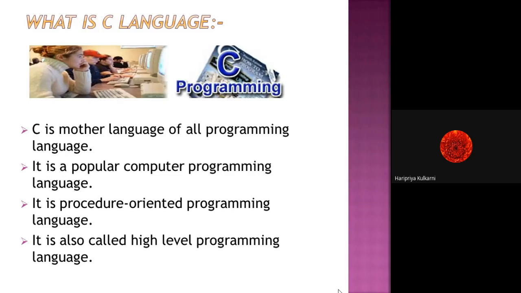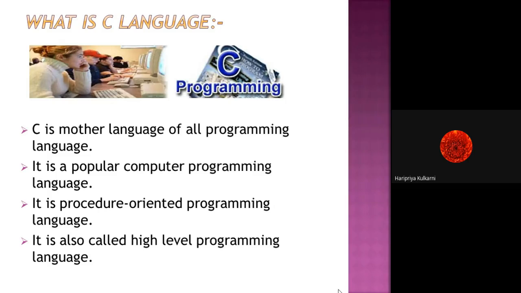Jumping of the execution is possible with corresponding control statements used in a programming language. That is called a non-sequential or concurrent language. So C comes under the procedure oriented programming language. Now the last sentence of this slide is that it is a high level programming language.